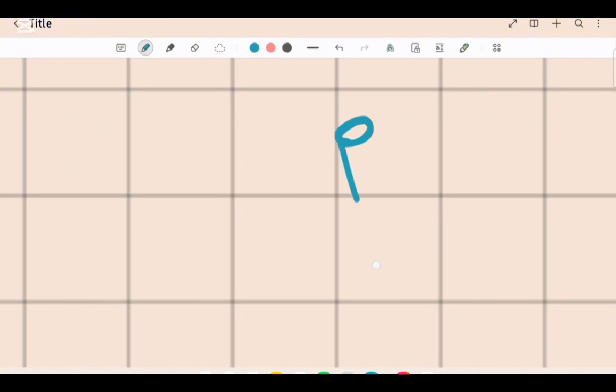This is basically the stick. That's not a stick at all.